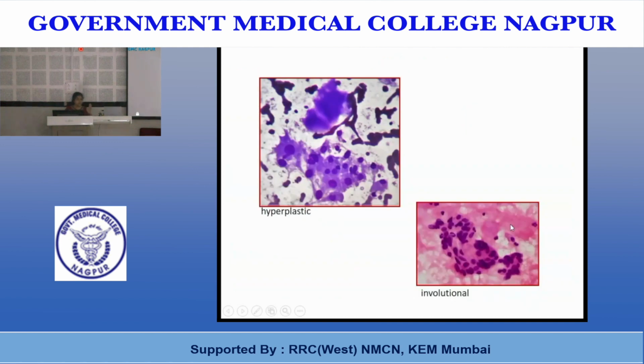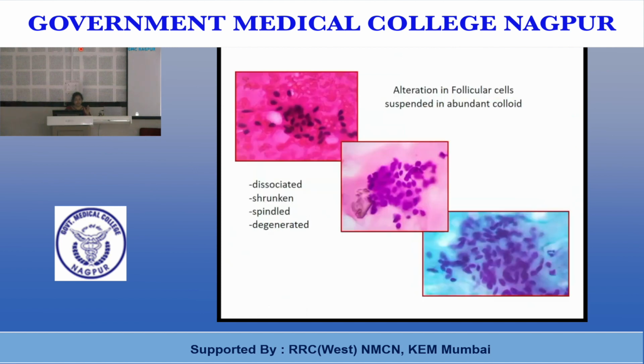And sometimes in such a nodule you may get large cells with abundant cytoplasm and large nuclei. These are the hyperplastic changes that occur, and along with them you will have these involutional, small pyknotic cells. And then what happens is, when these follicular cells are suspended in abundant colloid, these alterations tend to occur. They tend to dissociate, they become shrunken, they become spindled, well appreciated here, and they have a degenerative quality about them.